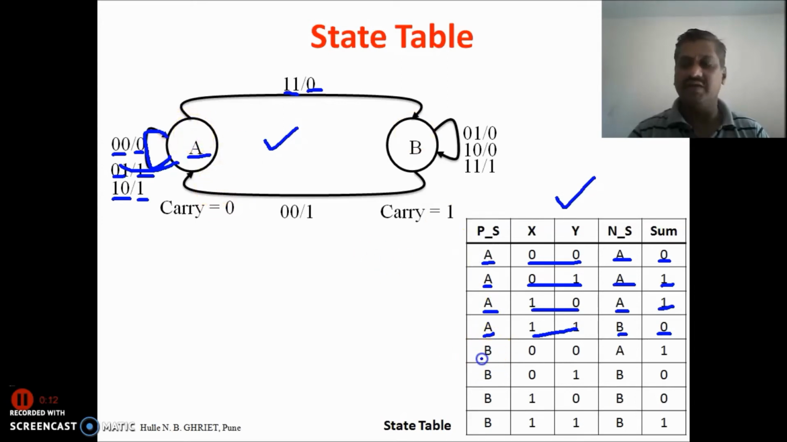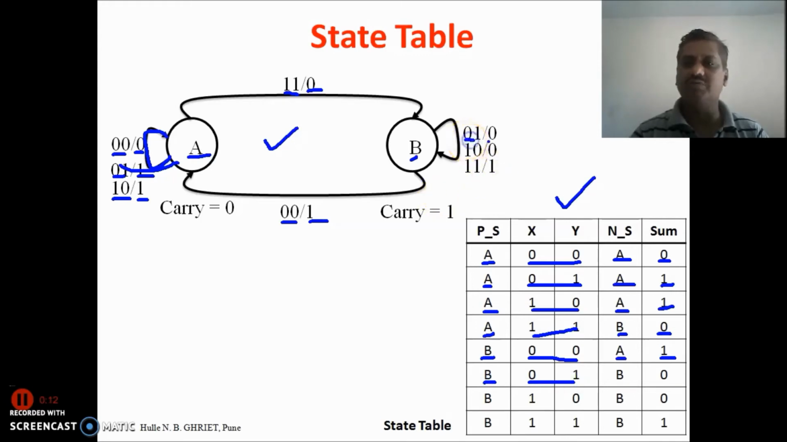Then state B, we are checking all possible combinations. When the present state is the B state, inputs are 0 0. Look here, inputs are 0 0, output is 1, and the next state is A. Present state is B, and for 0 0 inputs, output will be 1, and the next state will be the A state.